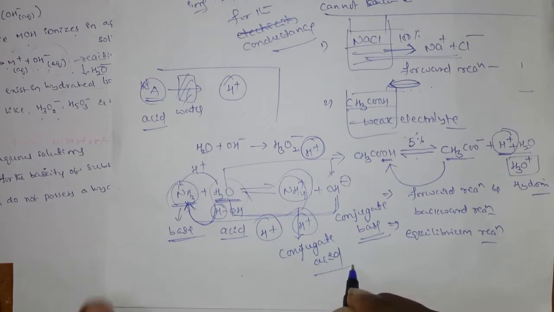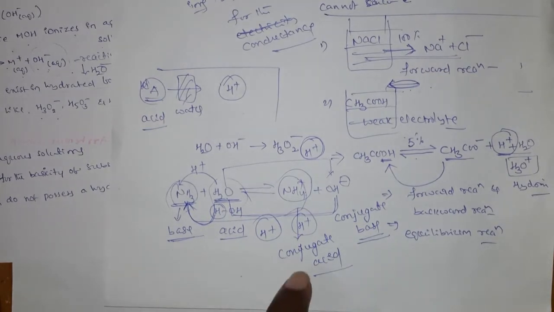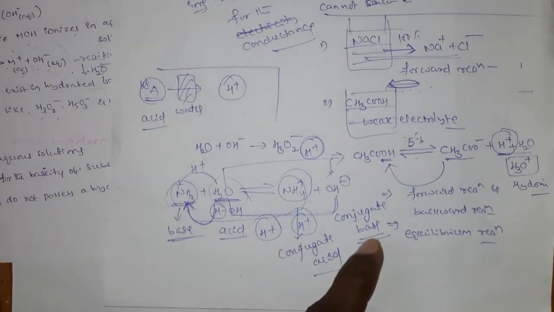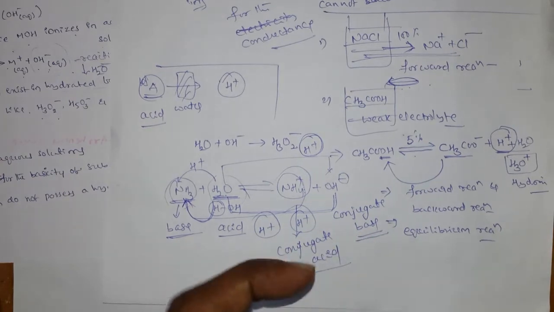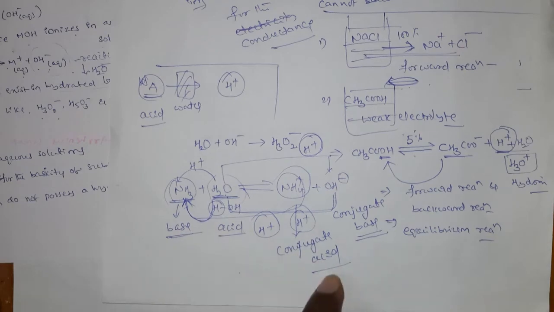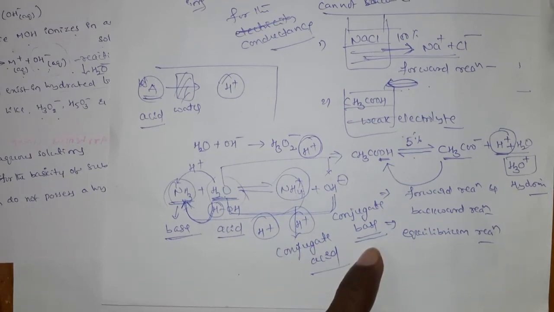Okay, don't confuse. Because there is a base here, you don't write conjugate base here, and because there is an acid here, you don't write conjugate acid here. So you have to exchange. If it is a base, this is acid. If it is acid, this is the base. Very simple.